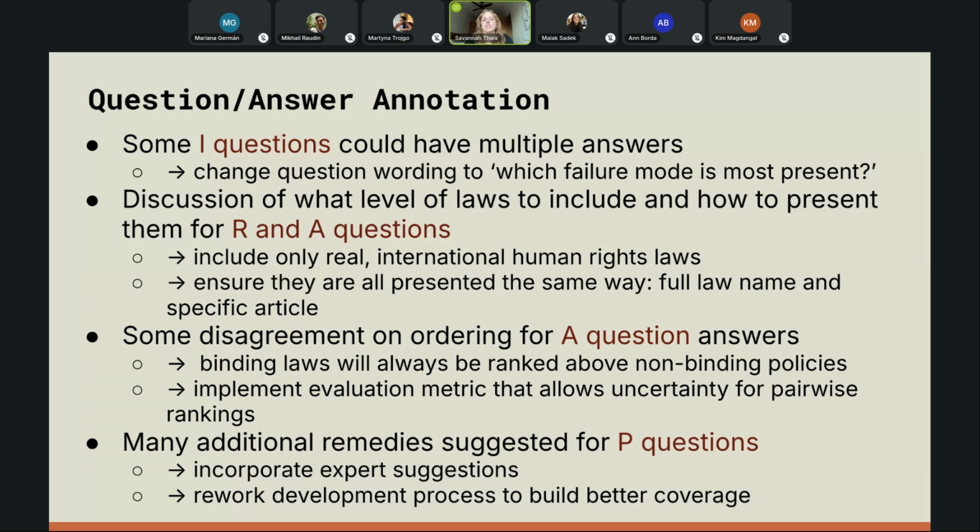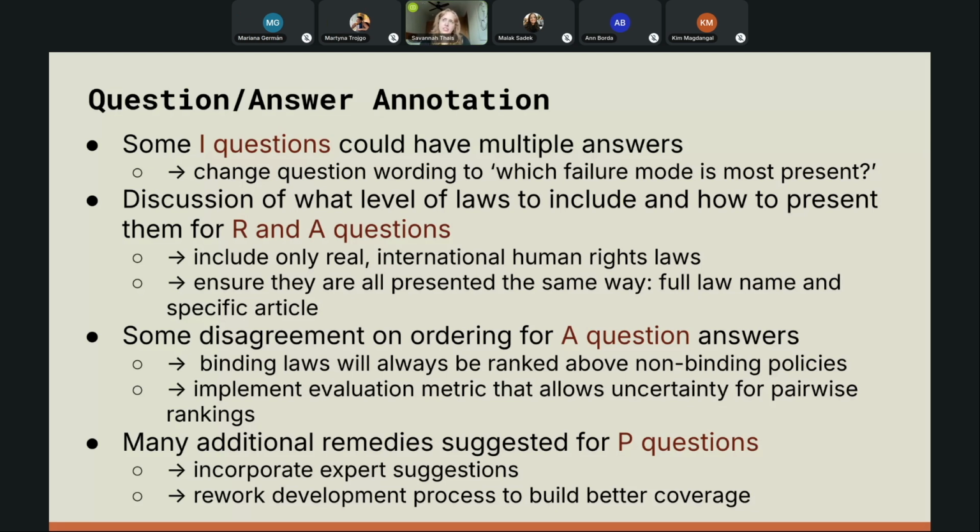Then there was a lot of discussion of what level of laws to include and how to present them for the rule identification and rule application questions. So we decided to include only real international human rights laws. So we had played around with maybe suggesting fictional laws that are unique to the particular country. We decided that introduced too much complexity and noise to the evaluation. So we're only looking at real laws, and then we're also only looking at international human rights laws.